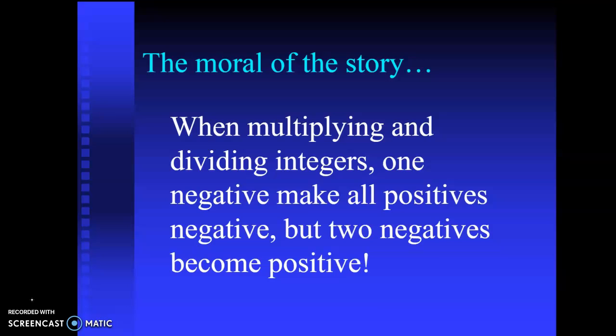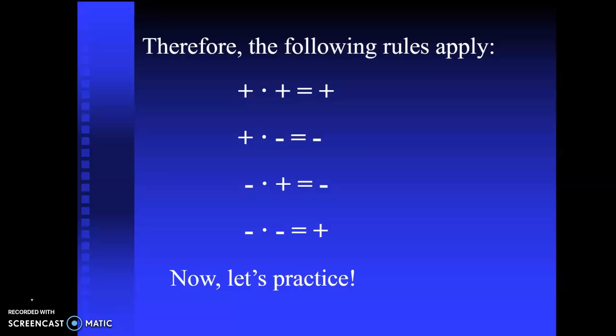So the moral of the story, when we multiply and divide integers, so think about all the integers mingling together at the party, one negative in the whole party will make your party negative. Okay, one negative will make the answer negative. But if you have two negatives, they can hang out together and your party will go back to being positive and happy again. Okay, so here's our rules.